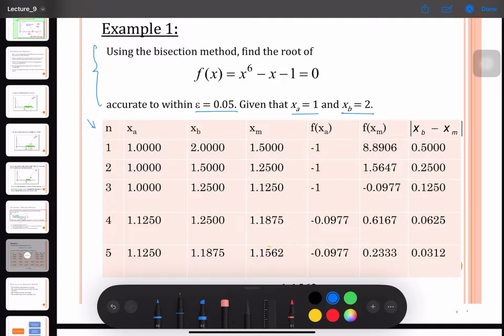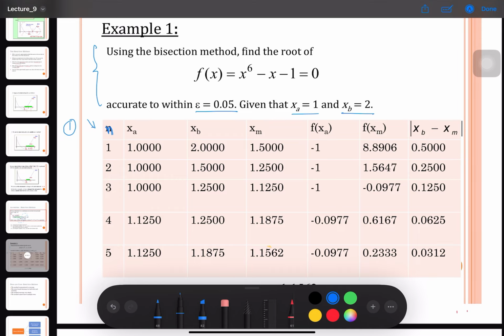Okay, this is the question. This is your answer. You should start with a table. So you should draw a table. This is your step number 1. Draw a table. First column, you should write n. N is just the number of iterations that you are doing.